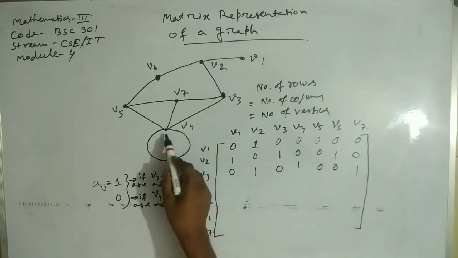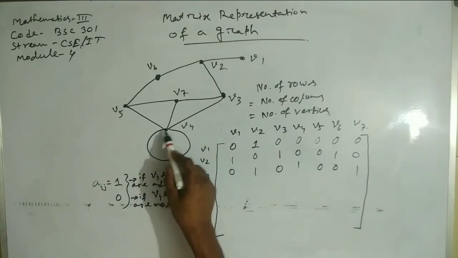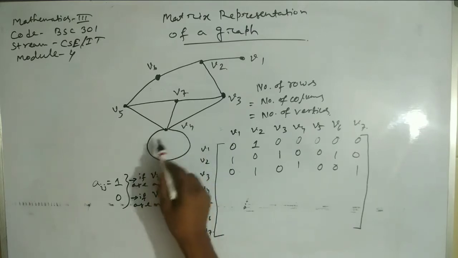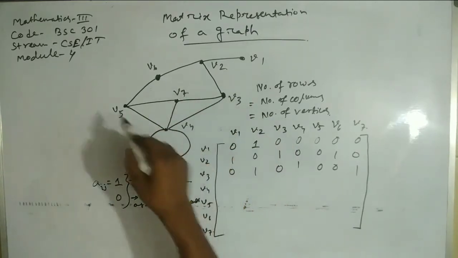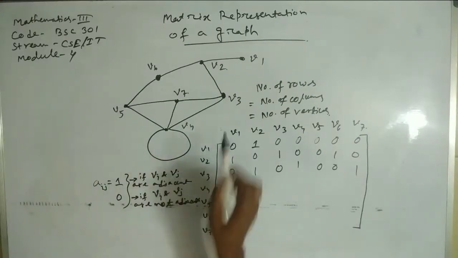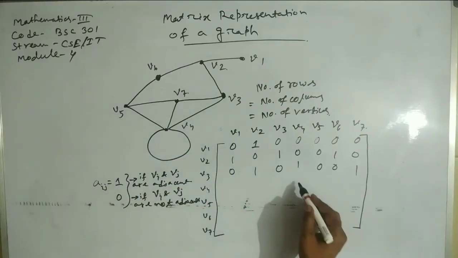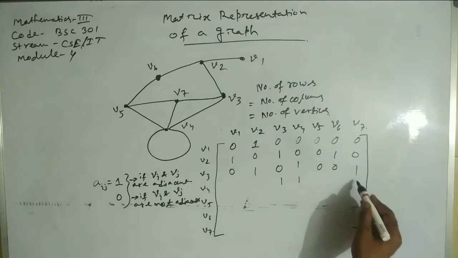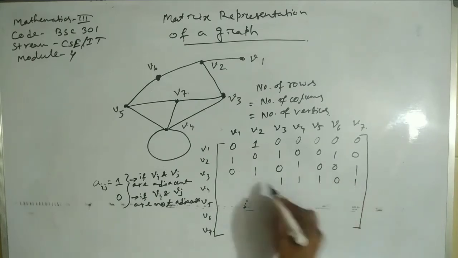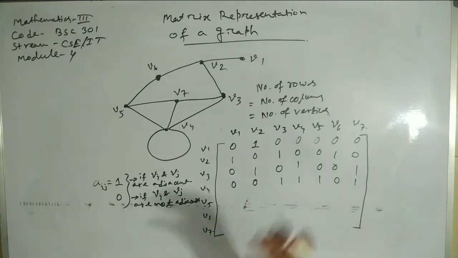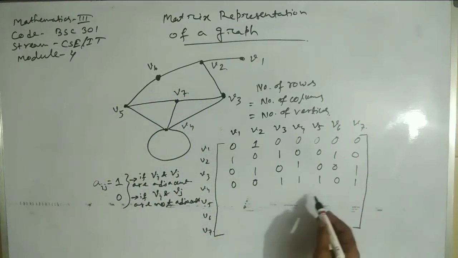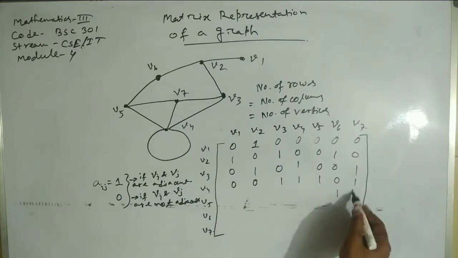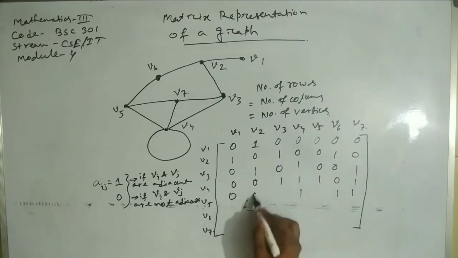Now for V4, V4 is adjacent to V4 itself since there is a self loop, and V3, V7, V5. That is 4 vertices: V4, V3, V7, V5. All others will be 0. Now for V5, it is adjacent to V6, V7, V4. So V6, V7, V4, and all others are 0.